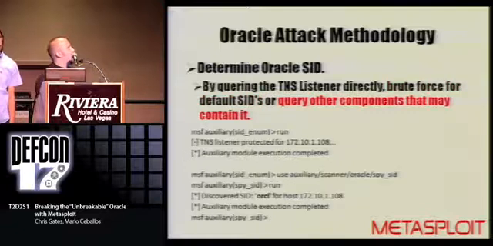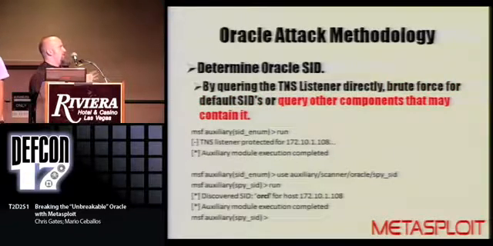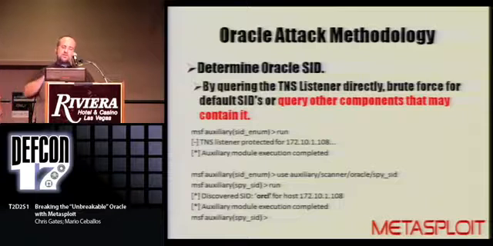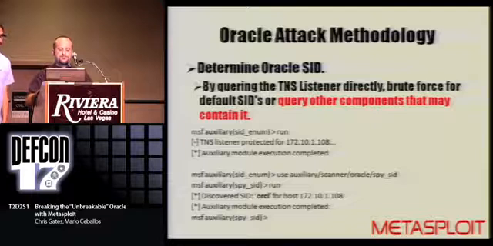Or we can query other components that actually will contain the Oracle SID. The Enterprise Manager will show it to you. There's a couple Java servlets that will actually have the Oracle SID in the HTML. And what we've done is write some auxiliary modules that will run through the class C and check to see if they're there and then log those for you. So in this case at the bottom, we can see that the servlet spy is running, and we run the module and it found that the SID was Oracle.